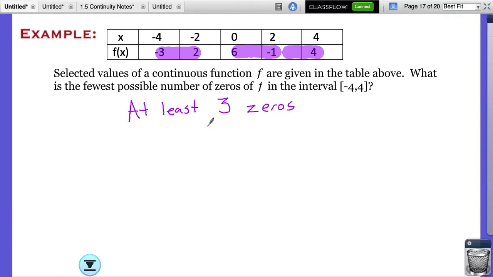Would it be okay if I asked that kind of question on the test? Is that the answer? That's the answer. Yes.